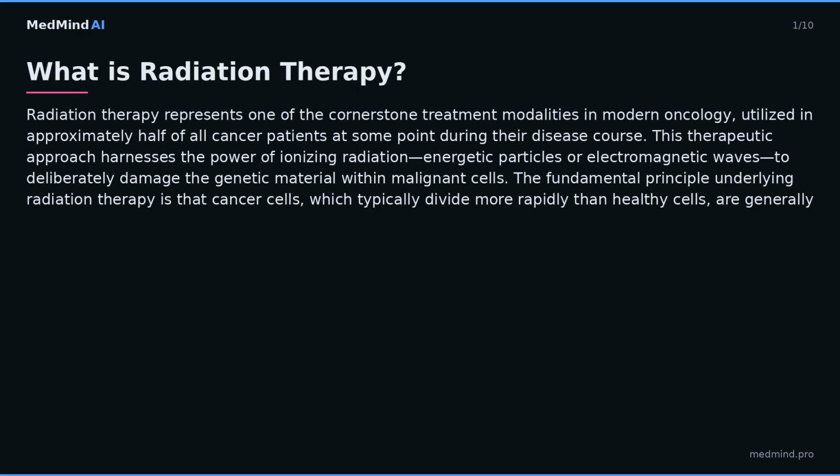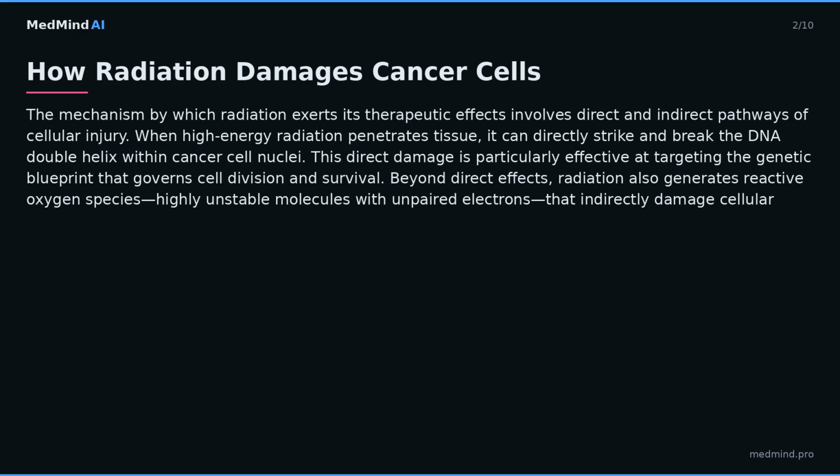When cancer cells sustain sufficient damage to their DNA, they lose their capacity to reproduce and eventually undergo cell death, thereby reducing tumor burden and potentially achieving disease remission. How radiation damages cancer cells. The mechanism by which radiation exerts its therapeutic effects involves direct and indirect pathways of cellular injury. When high-energy radiation penetrates tissue, it can directly strike and break the DNA double helix within cancer cell nuclei. This direct damage is particularly effective at targeting the genetic blueprint that governs cell division and survival.